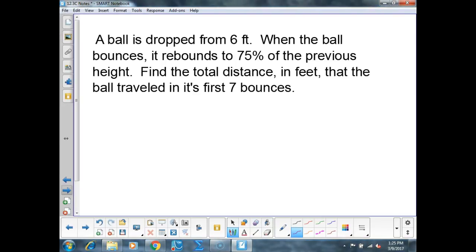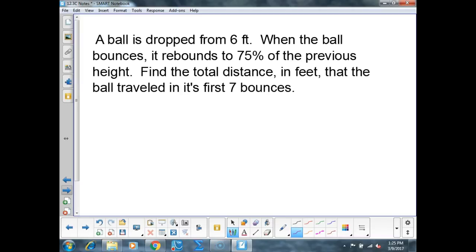Okay. A ball is dropped from 6 feet. When the ball bounces, it rebounds to 75% of the previous height. Find the total distance in feet that the ball travels in its first 7 bounces. So, logically speaking, a ball bounces. Tennis balls don't bounce as good as others. A ball is bouncing, rebounding to 75%.